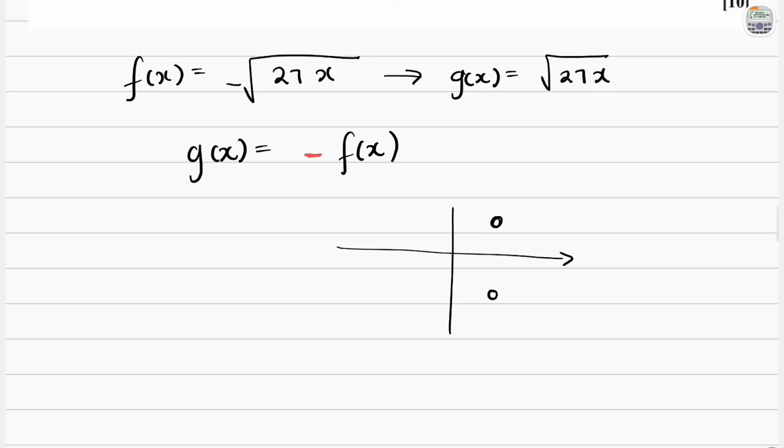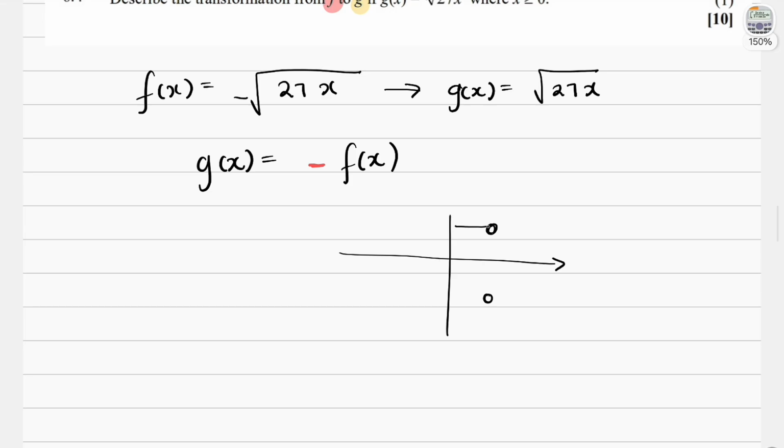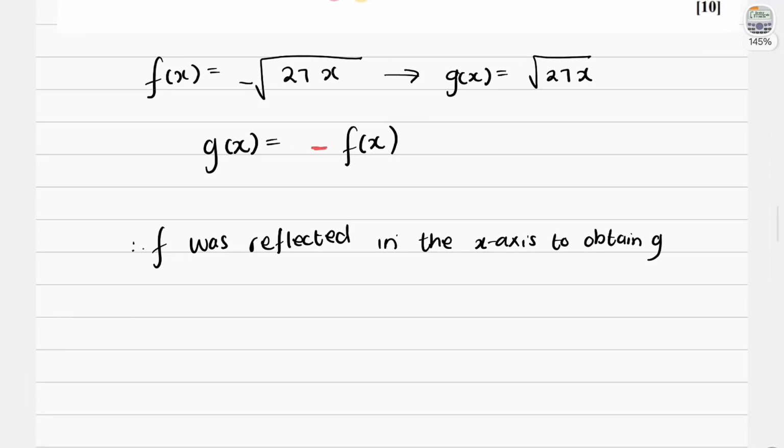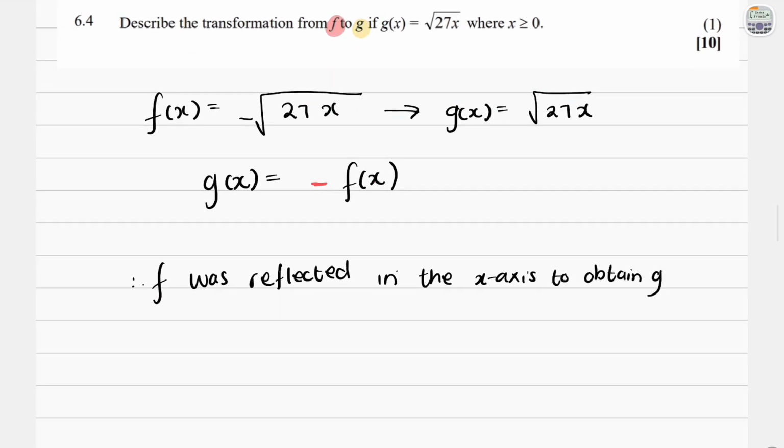Okay, so it was reflected about the x-axis because here, it could be a point (2, 1) again. And then if you reflect it, it becomes (2, -1). So the y values change, meaning it's a reflection in the x-axis. So we can finally conclude it's a reflection through or about the x-axis, or even in the x-axis. You can say it like that. So in conclusion, f was reflected in the x-axis to obtain g. And that is it for question 6.